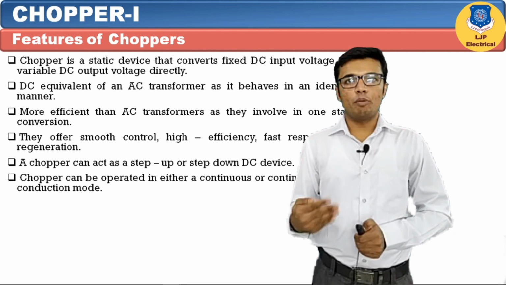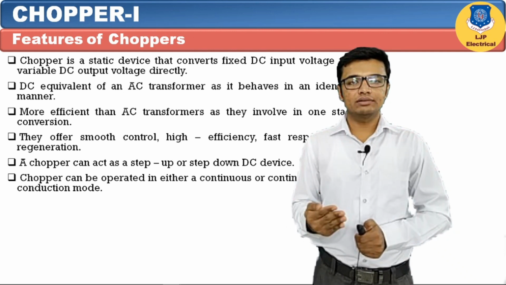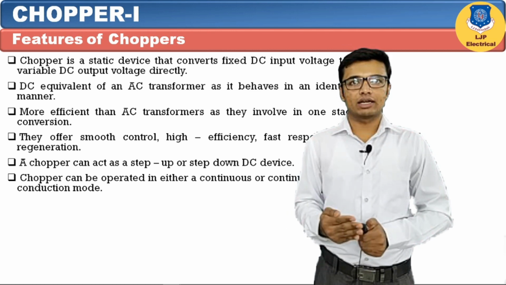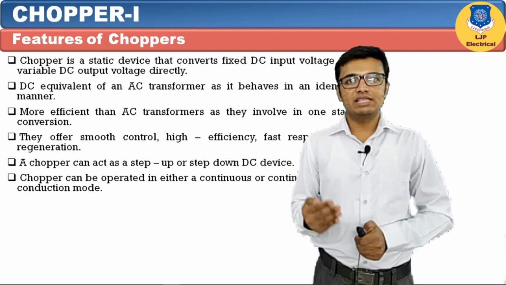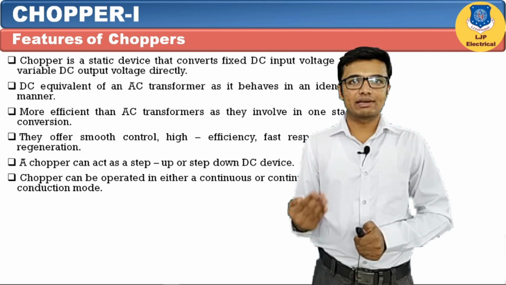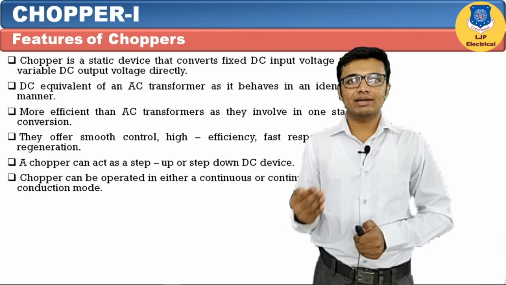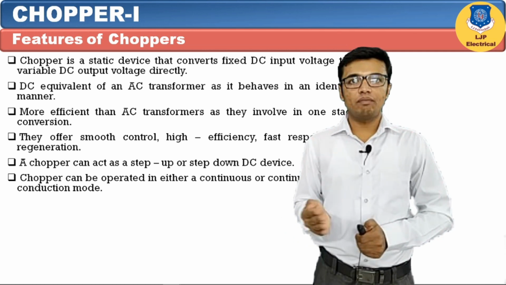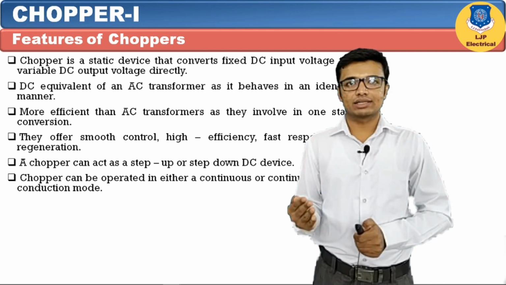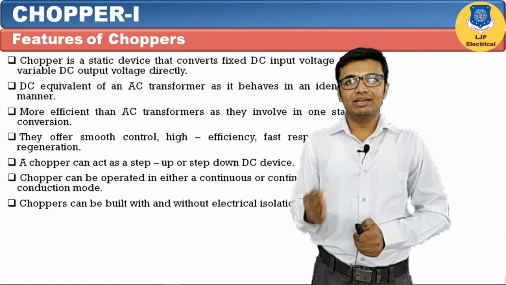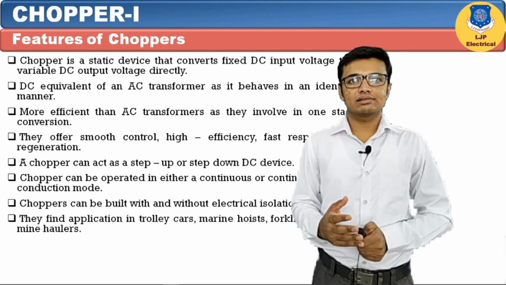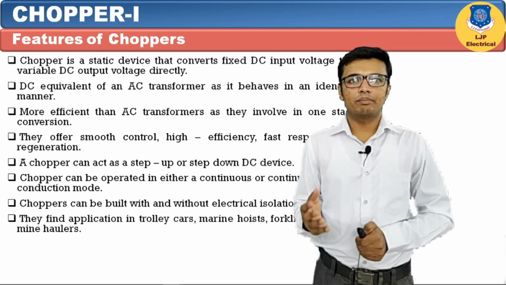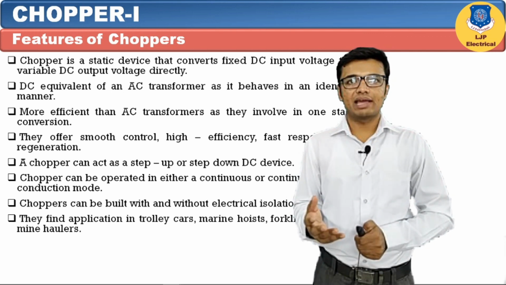It means it will operate in continuous conduction of current or in discontinuous conduction of current. If the value of the inductor connected in series with the load is very high, then it is continuous conduction. If the value of the inductor selected for the chopper is low, then it is discontinuous conduction. Chopper can be built with and without electrical isolation. It is used in trolley cars, marine hoists, trucks, mine haulers, etc.